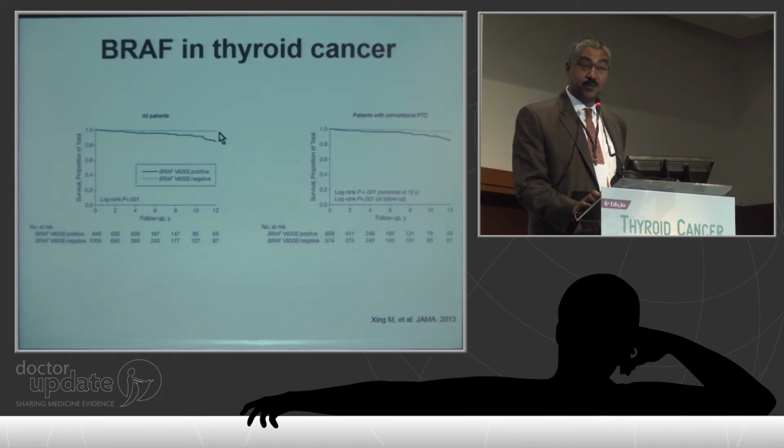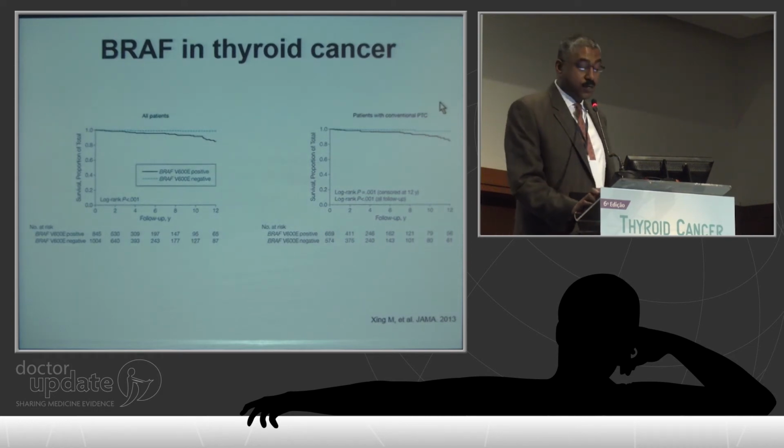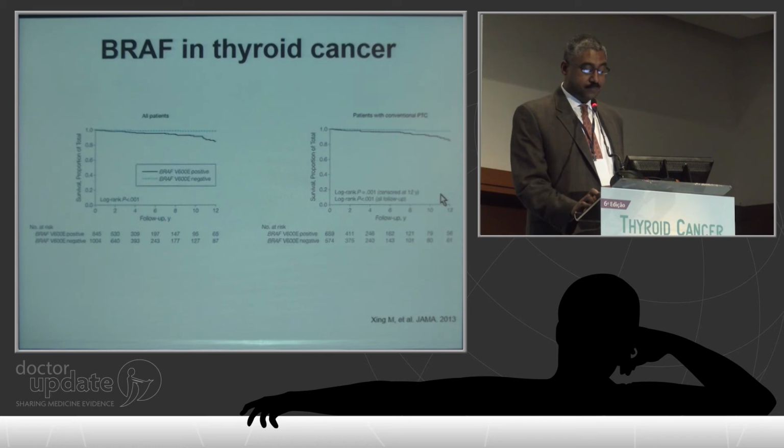In fact, when you look at those patients that had BRAF negative tumors, their life expectancy was near normal for almost 12 years. And similarly, when you look at specifically those patients with classic papillary thyroid cancer, which have an extremely good prognosis, those that had positive BRAF mutant cancer had a lower overall survival.